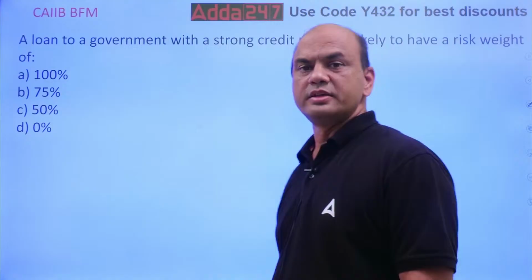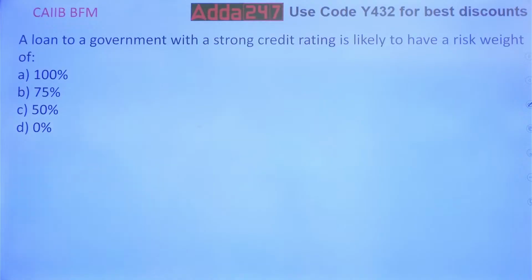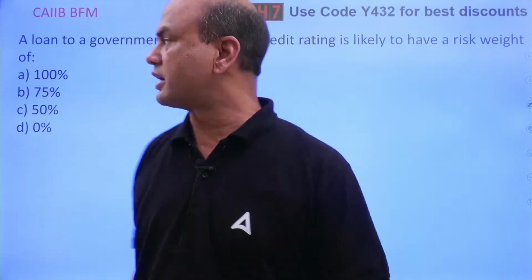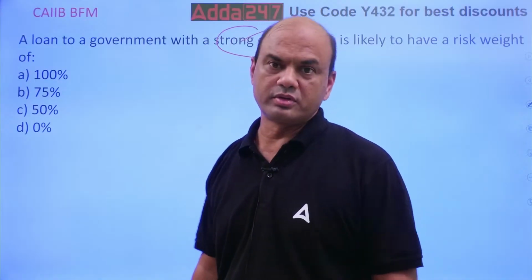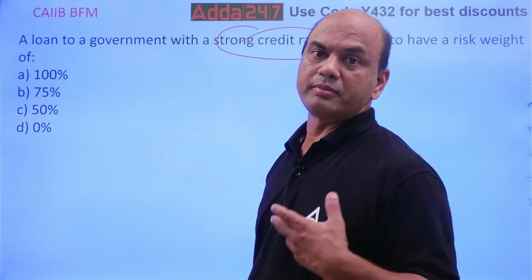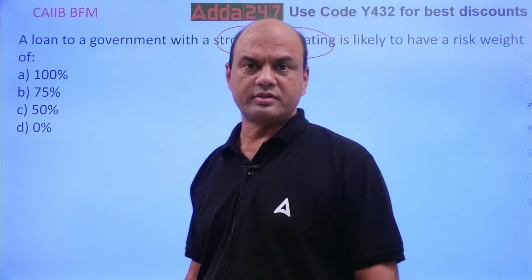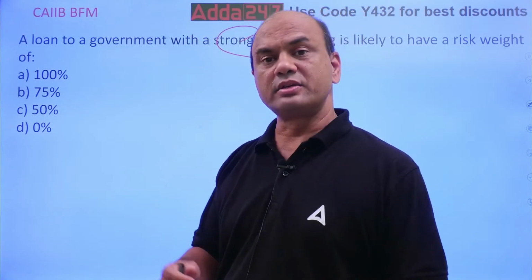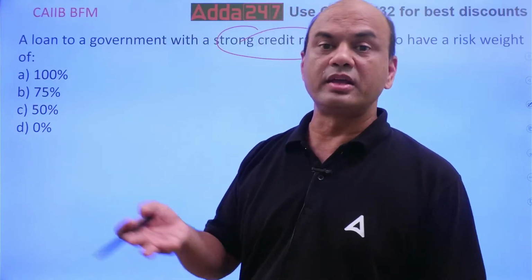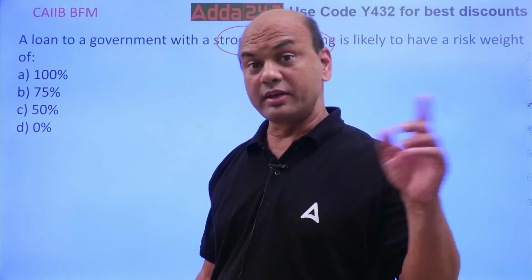A loan to government with a strong credit rating is likely to have a risk weight of, see, loan to government. I have given the loan to the government with a strong credit rating. Now here the important words are strong credit rating. Even governments have credit ratings. Suppose I give a loan to my country, Bharat, government of Bharat. It has a good, strong credit rating. Suppose I give a loan to, let's say, government of Pakistan, or Nepal, or Sri Lanka, no credit rating. There I'll have the risk.